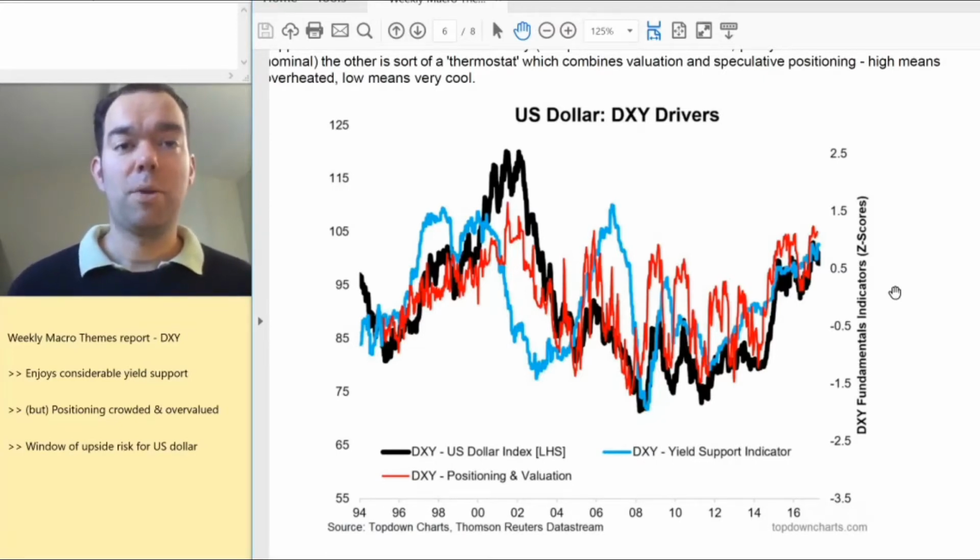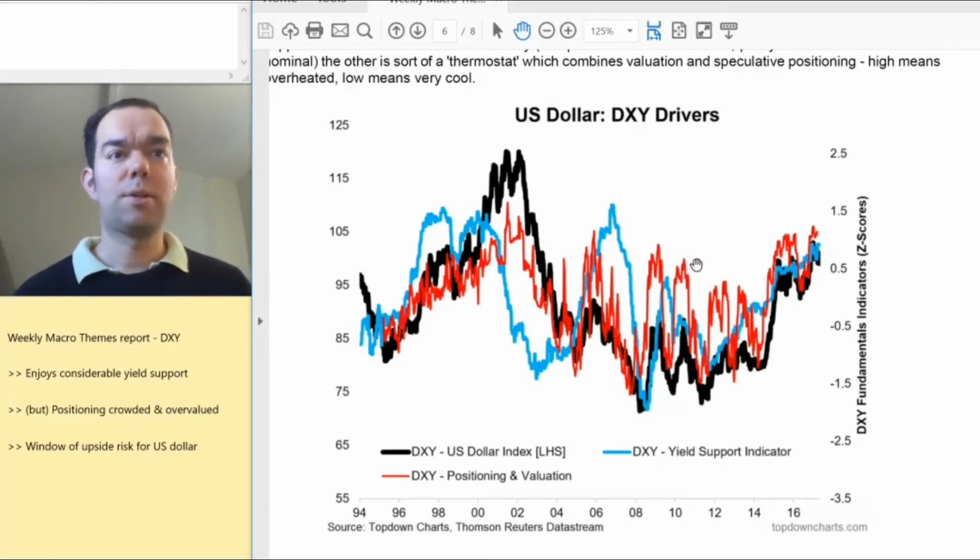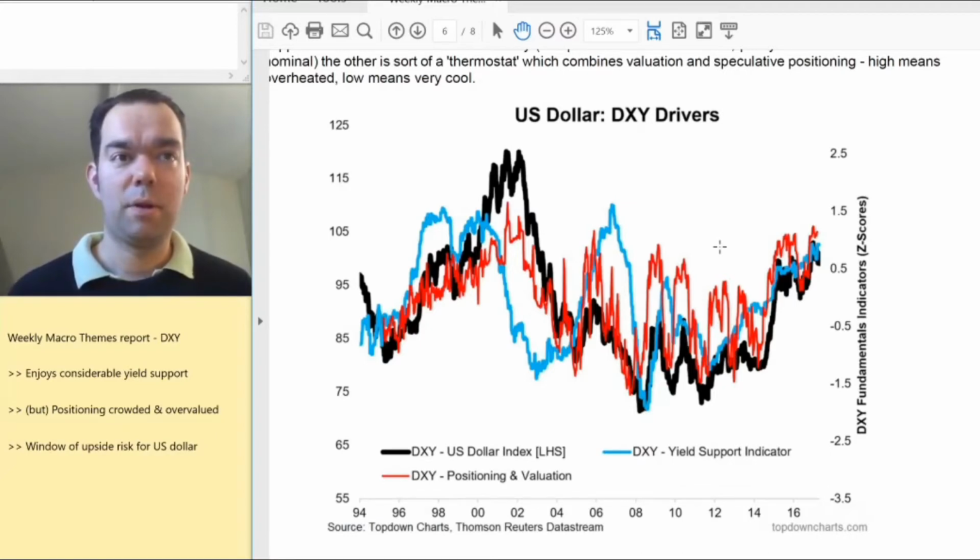Today we're going to be looking at a couple of charts that present the case for the outlook for the US dollar index. The first chart we'll look at is the chart of the US dollar index versus two interesting indicators that we've designed. The first one is the light blue line, which you can see on the chart. That is what we call the yield support indicator, and what that's designed to capture is the amount of yield support for the currency. We've found that it is a real key fundamental driver.